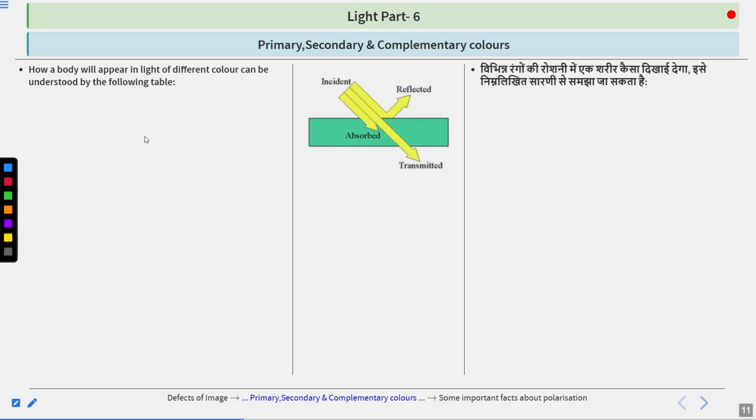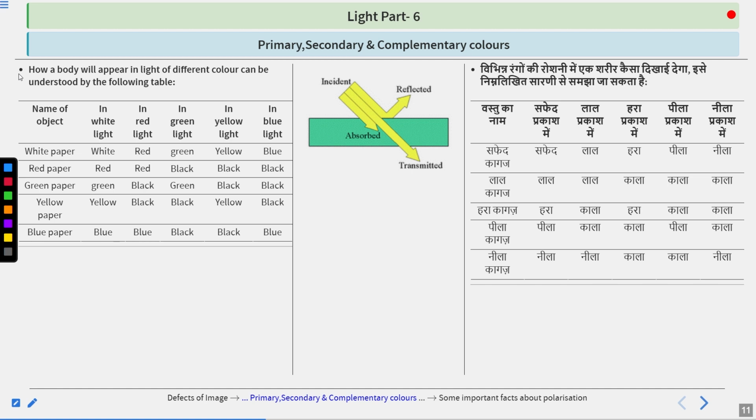Now the primary, secondary and complementary colors. Here, how a body will appear in light of different colors can be understood from the following table. So here we have a table to understand how one object will appear different in different colors. The columns are the name of the object, in white light, in red light, in green light, in yellow light and in blue light. First, the white paper. In white light, it appears white. In red light, it appears red. In green light, it appears green. In yellow light, it appears yellow. And in blue light, it appears blue.